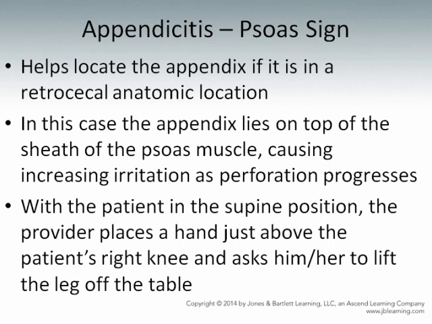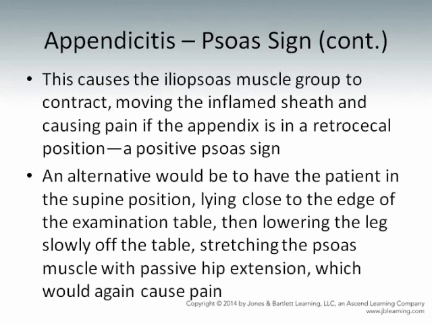The psoas sign helps locate the appendix if it's in the retrocecal anatomic location. In this case, the appendix lies on top of the sheath of the psoas muscle, causing increasing irritation as the perforation progresses. With the patient in a supine position, the provider places a hand just above the patient's right knee and asks him or her to lift the leg off the table. This will cause the iliopsoas muscle group to contract, moving the inflamed sheath of the appendix, causing pain in the retrocecal position, and that's a positive psoas sign.